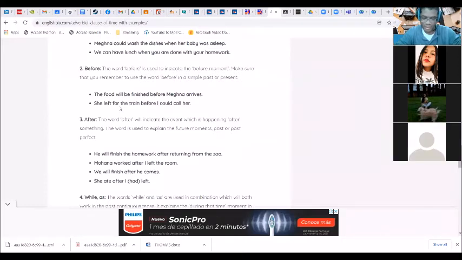After. The word after will indicate the event which is happening after something. The word is used to explain the future moment, past or past perfect. He will finish the homework after returning from the store. Mahana worked after I left the room. We will finish after he comes. She hates after I have left.